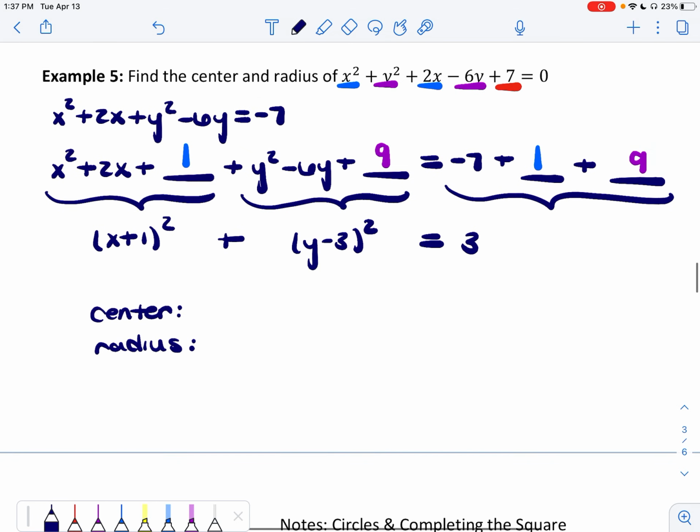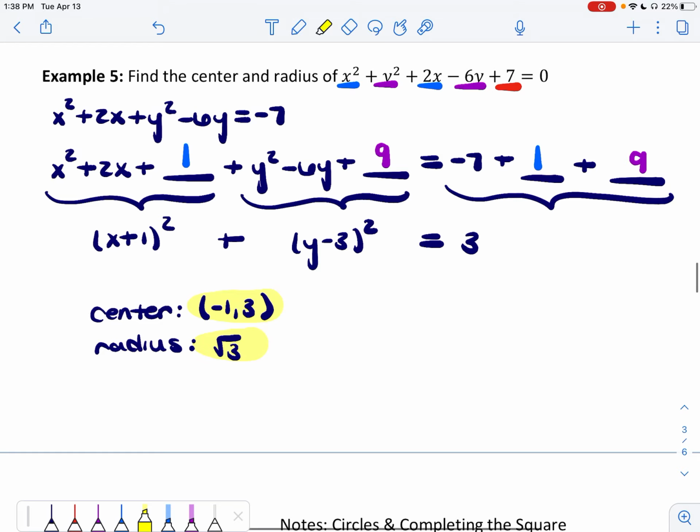Okay, so the center comes from the opposite of our factors. So we're going to have negative 1, positive 3 as our center. And then the radius is the square root of the constant term. So that's going to be square root of 3. So that is our answer. Okay.